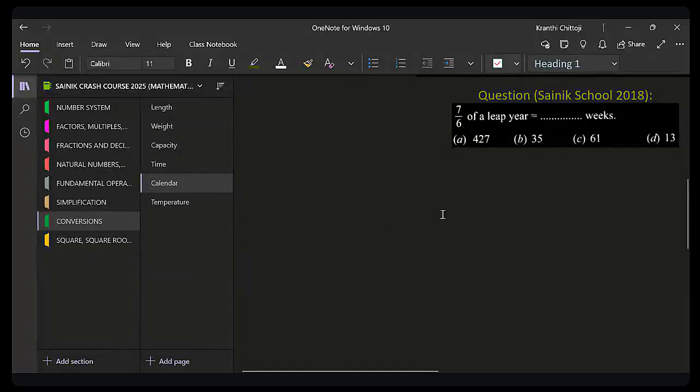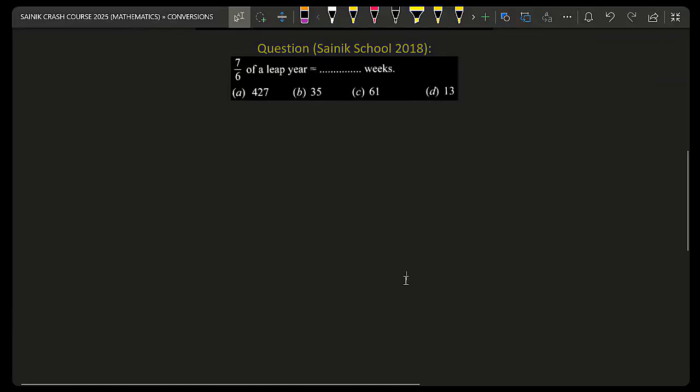So as we are discussing the conversions chapter and we are in calendar, the next question in calendar is this: 7 by 6 of a leap year is equal to how many weeks? Try this question, all of you.